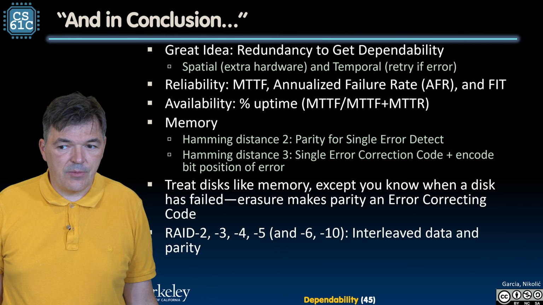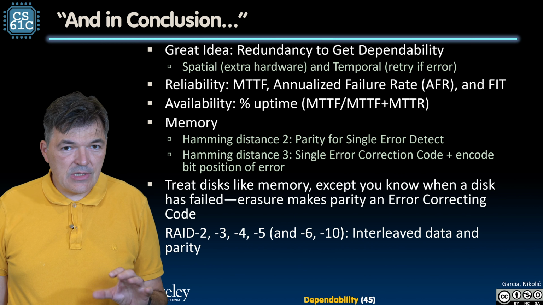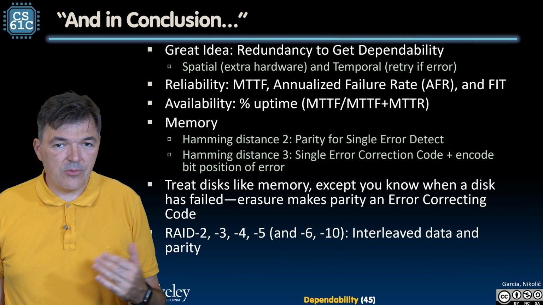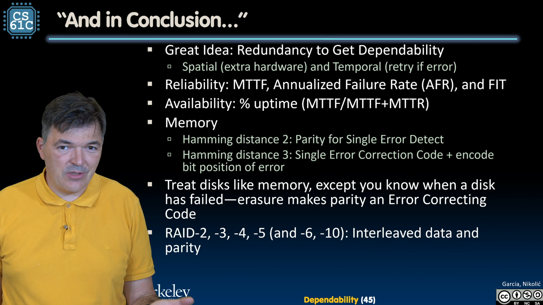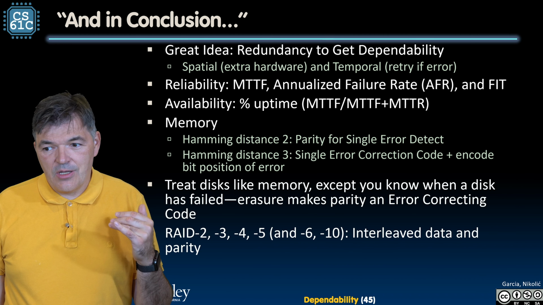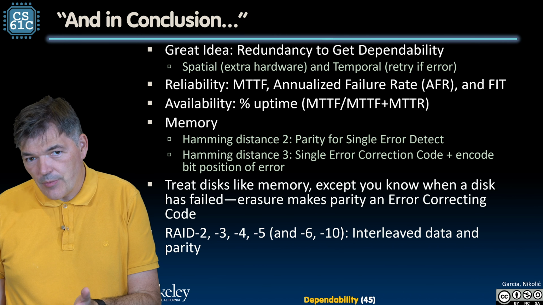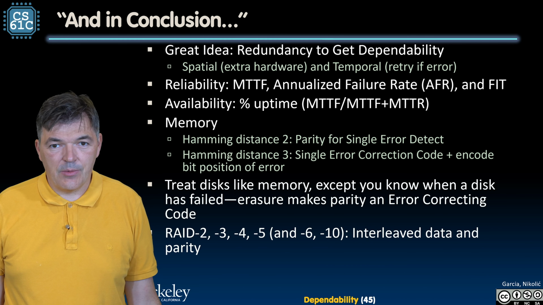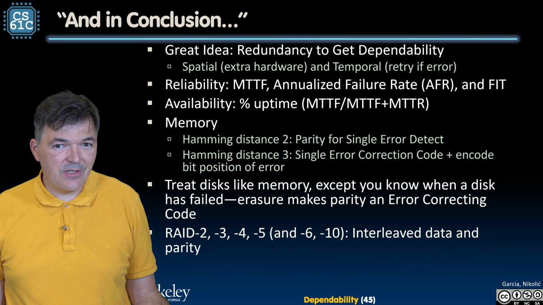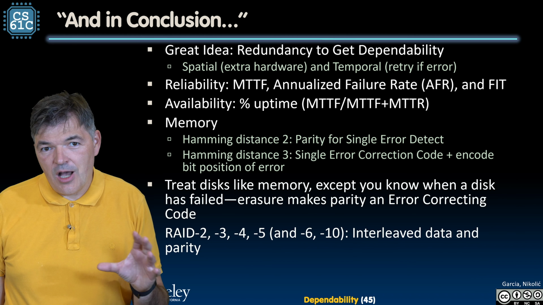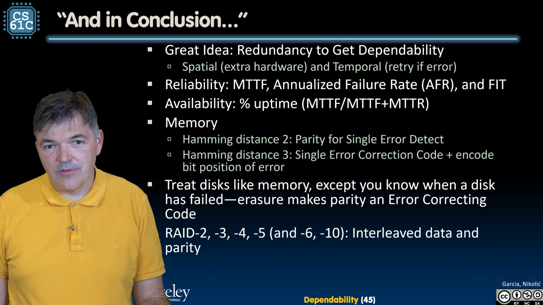We have seen the definitions of reliability and availability, and we have seen a specific example of how we use parity for single error detection, and then we have seen how we can employ Hamming codes with a distance of 3 to perform single error correction, and with an additional bit, perform double error detection. And then we have seen that RAID arrays are the way to handle failing disk drives. It's an example of how extra hardware, extra disks, redundancy improve the availability of a system.